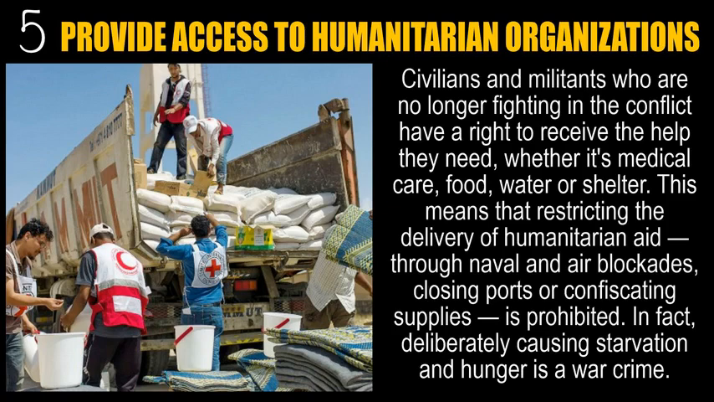Provide access to humanitarian organizations. Civilians and militants who are no longer fighting in the conflict have a right to receive the help they need, whether it's medical care, food, water, or shelter. This means that restricting the delivery of humanitarian aid, through naval and air blockades, closing ports, or confiscating supplies, is prohibited. In fact, deliberately causing starvation and hunger is a war crime.